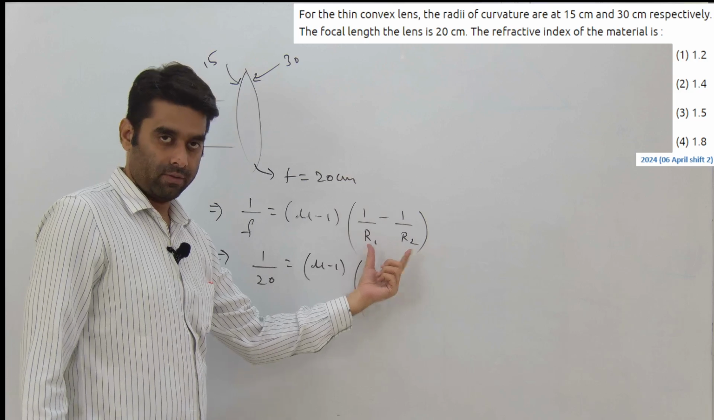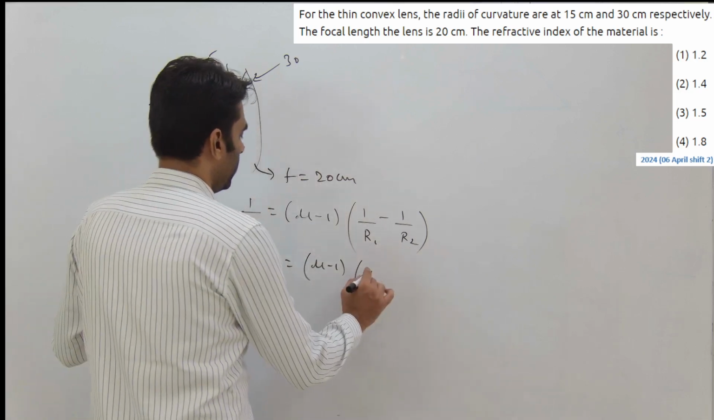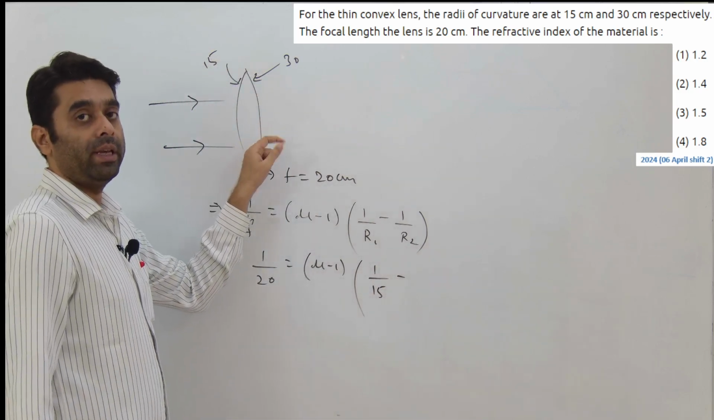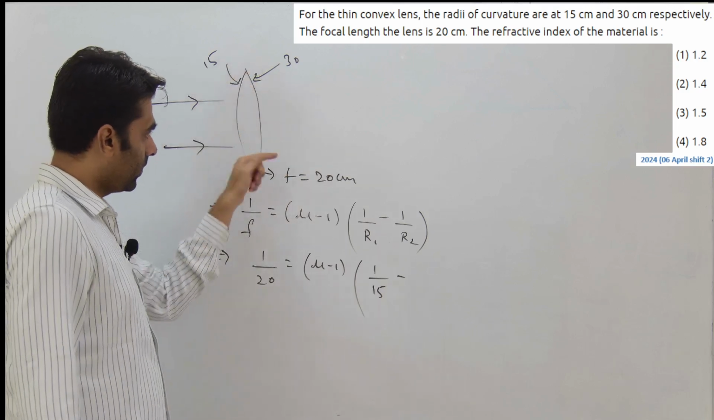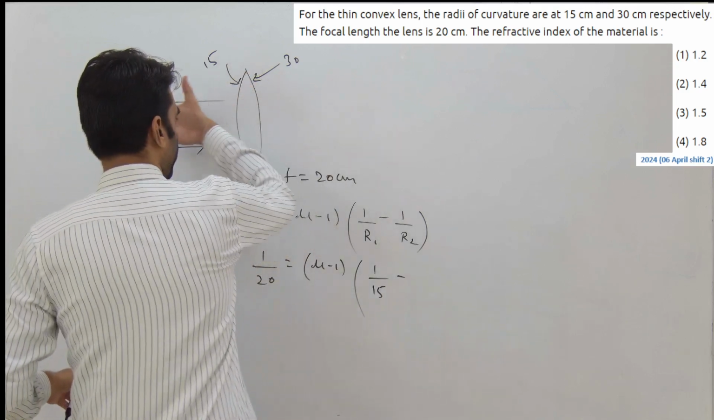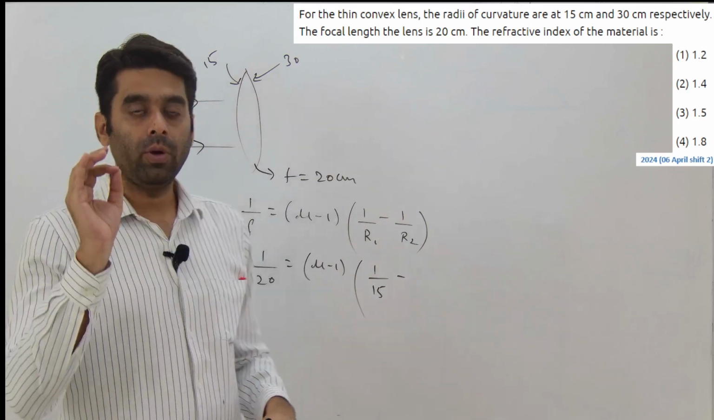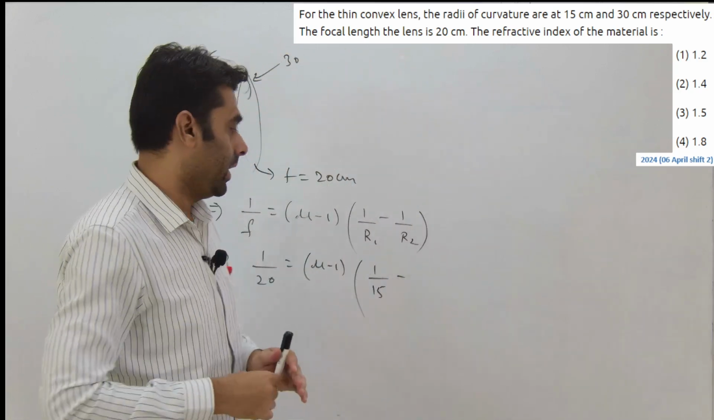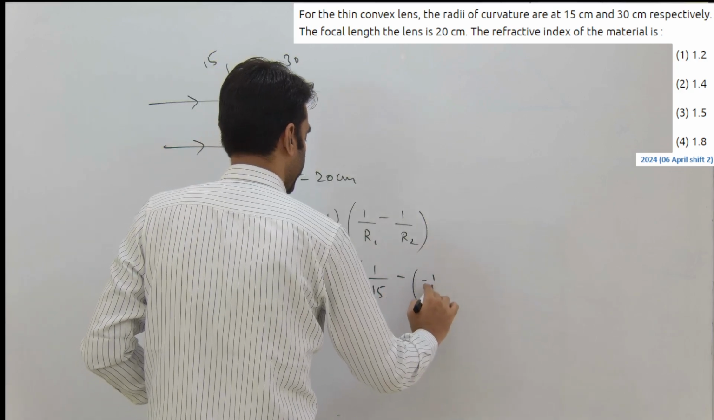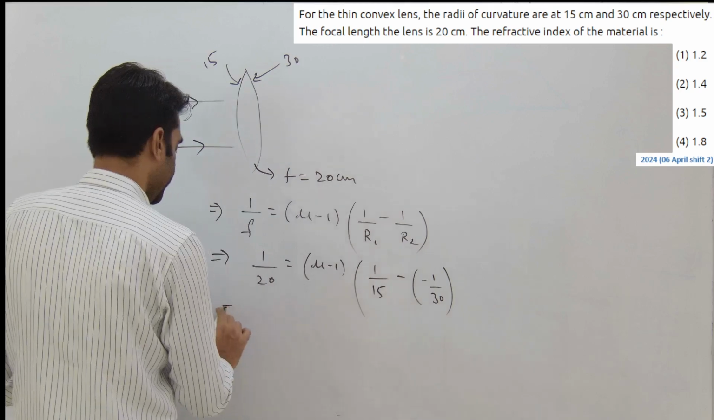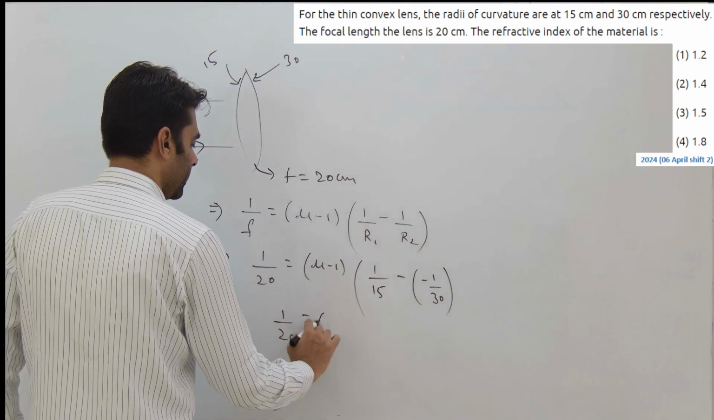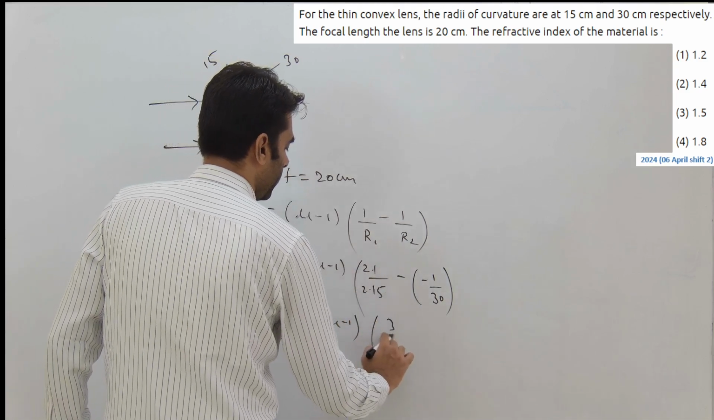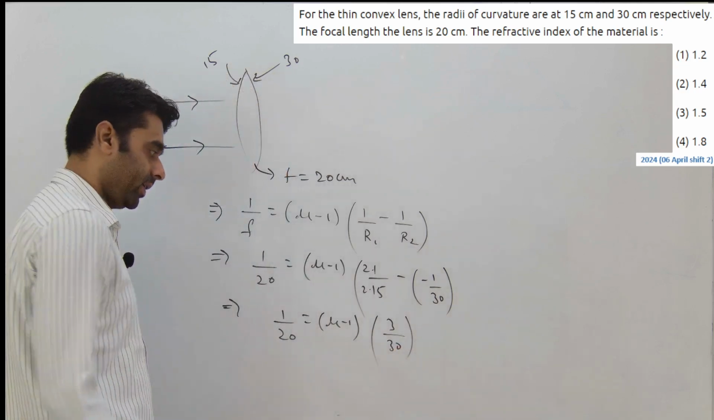So we have to use sign convention. R1 is positive, which will be 1 by 15 minus of R2. R2 will be negative because the center of curvature for this surface is towards the left, so we'll be going opposite to the incident ray to measure R2. That implies R2 comes out to be negative. So I can put over here minus of minus 1 by 30. Let's simplify this. 1 by 20 is equal to mu minus 1 times, this I can make it 3 by 30. This comes out to be 3 by 30.